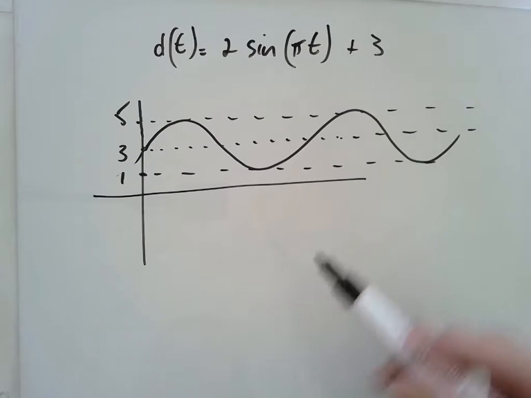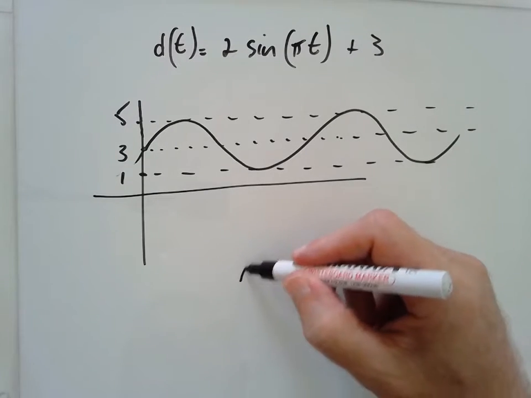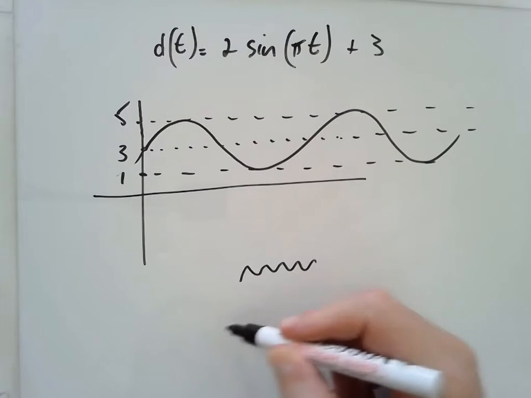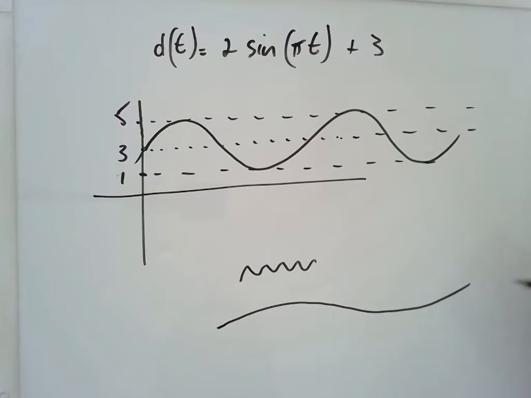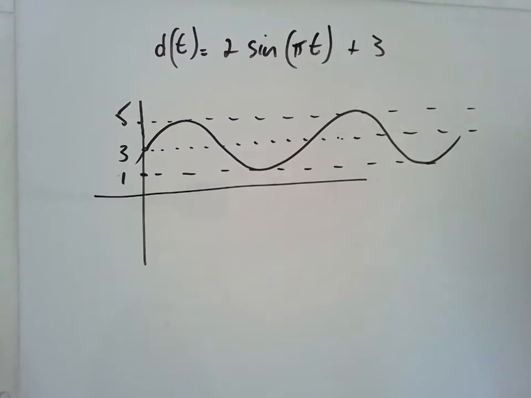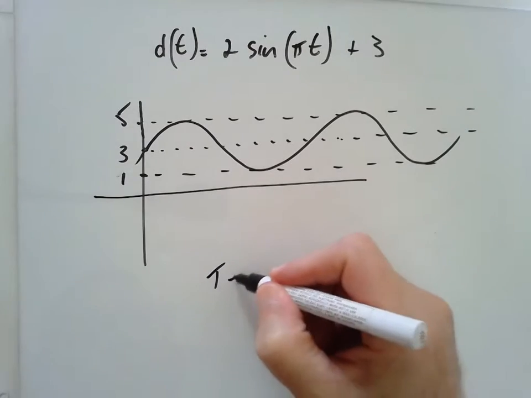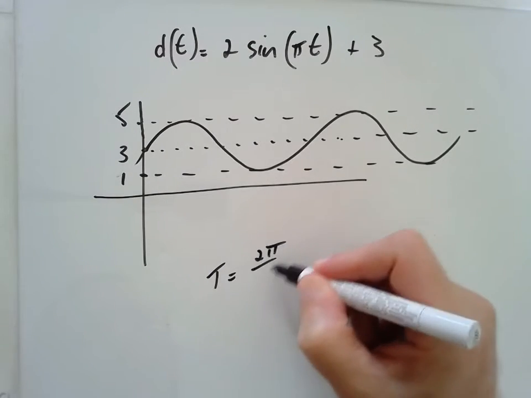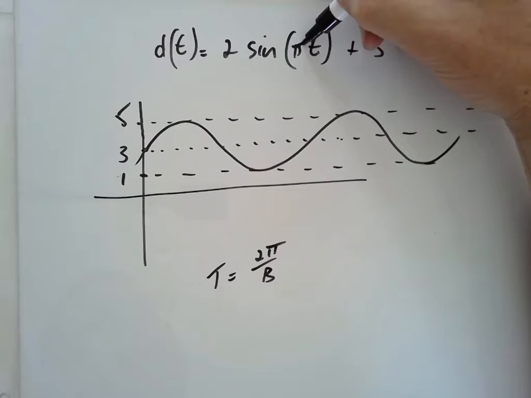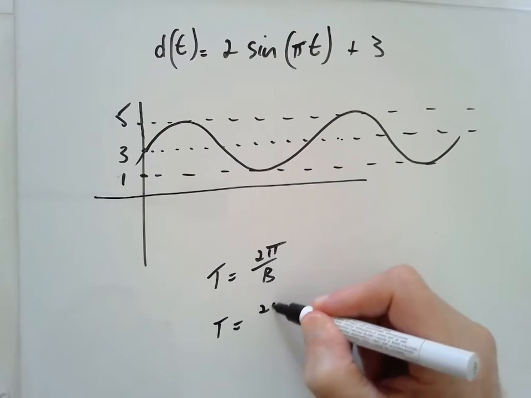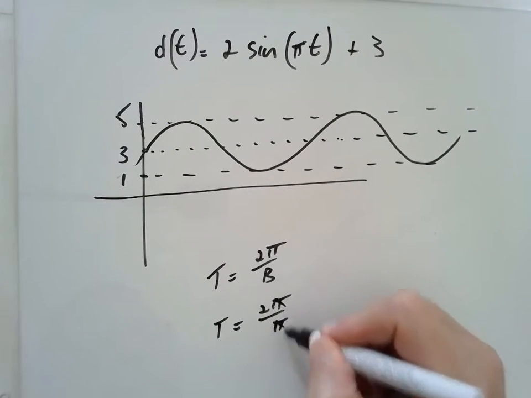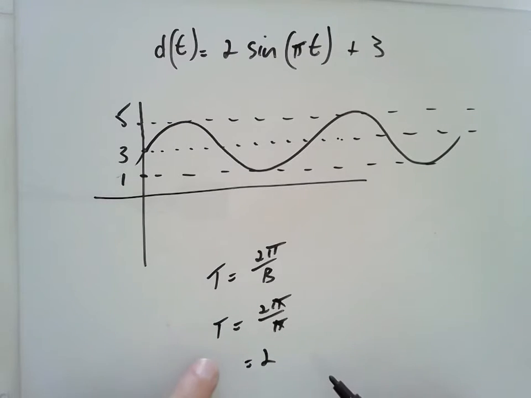The other thing we need to work out is whether it's tight like that or whether it's wide like that, and that's the job of the B. So really what we're wanting is this rule T, which is 2 pi on B, and B here is pi. So my time period is 2 pi on pi, which is just 2. So T is my time period.